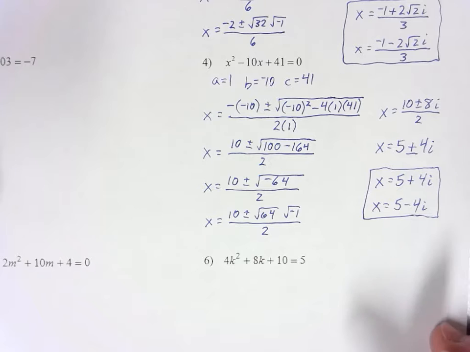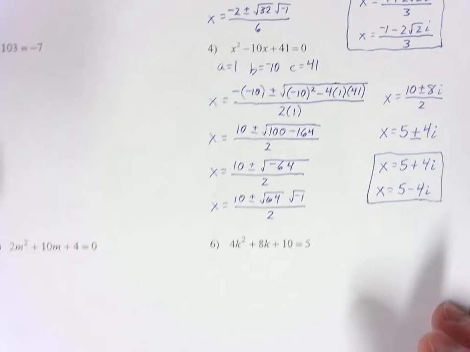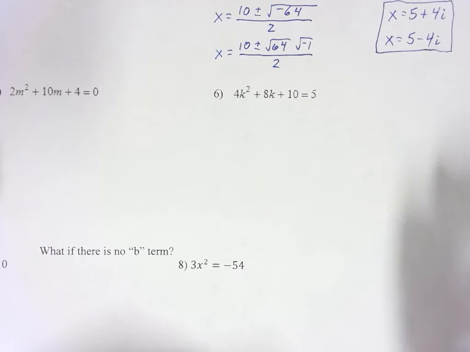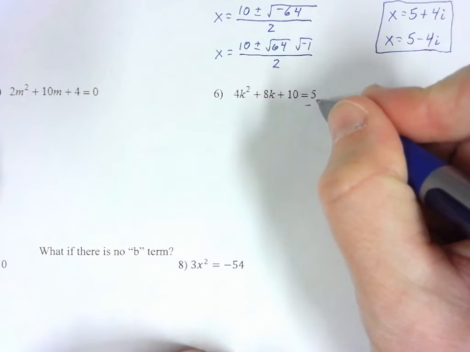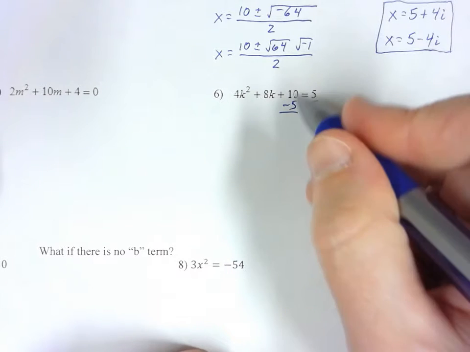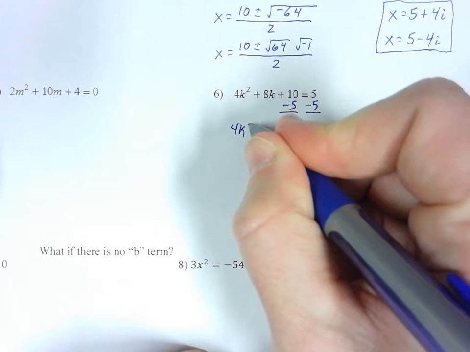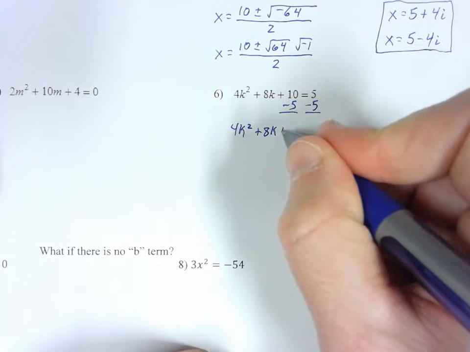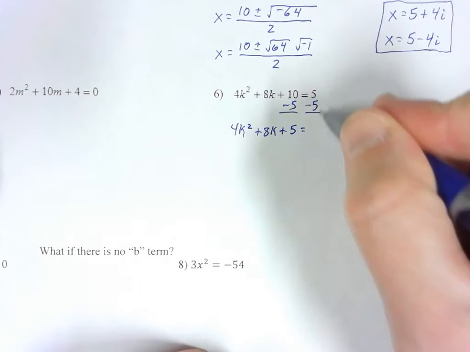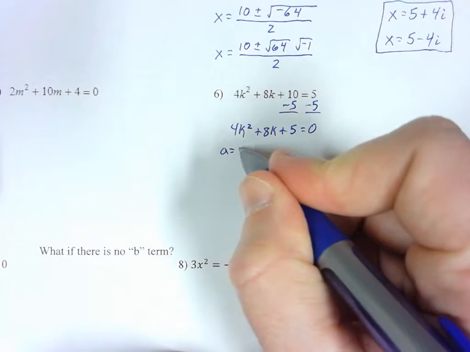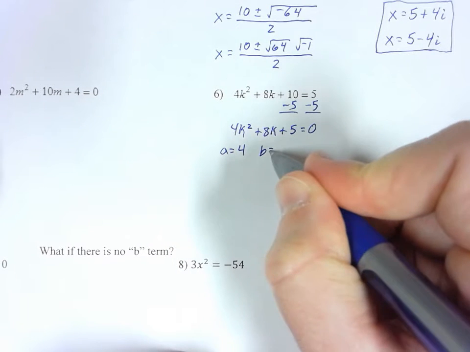Let's keep going down this column. Number 6. Is it set equal to 0? No. So I need to subtract 5 and combine it with its like term. So I have 4k squared plus 8k. 10 minus 5 is positive 5. 5 minus 5 is 0. Now it's set equal to 0, so I identify my a value next to k squared, my b value next to the k, and c is the constant.